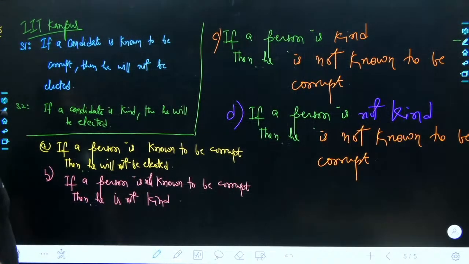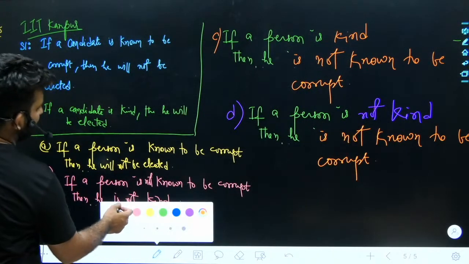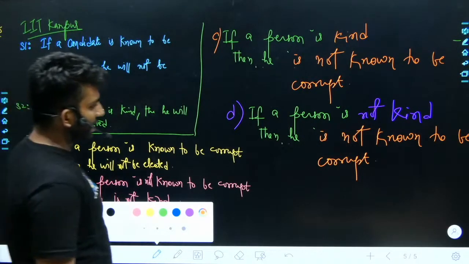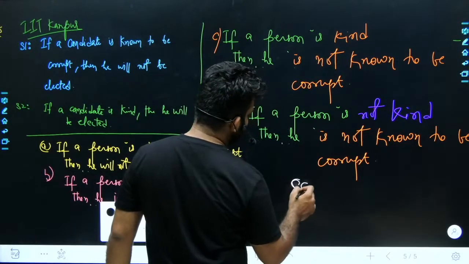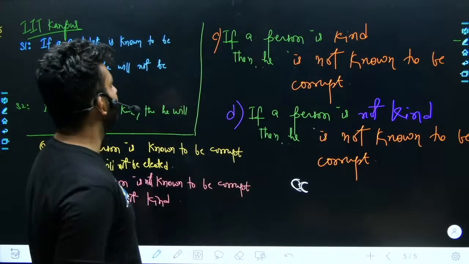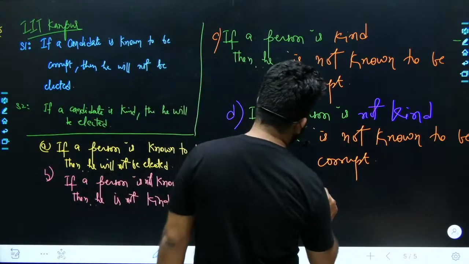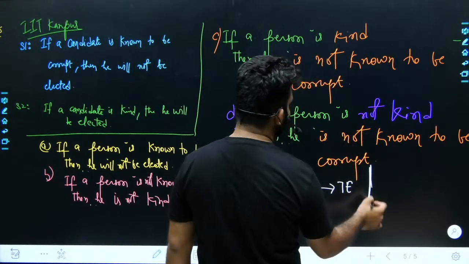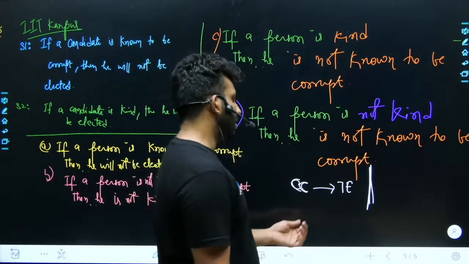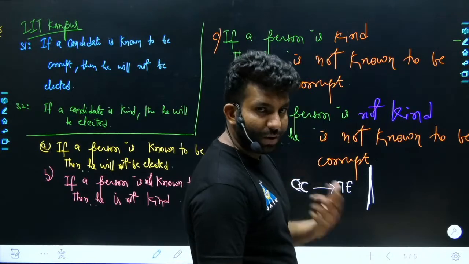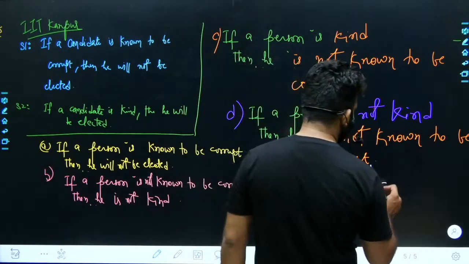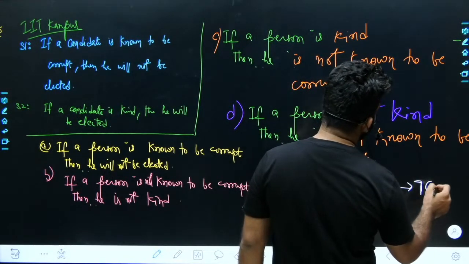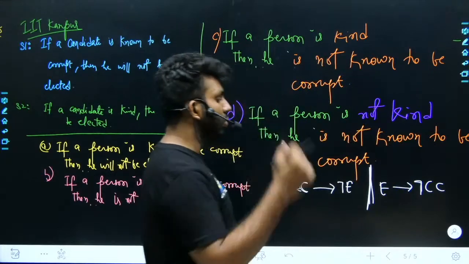Let me write this in a simple way. If a candidate is known to be corrupt, CC, then it implies he will not be elected. I will also write its contrapositive, because it may be used somewhere: the contrapositive of an implication is equivalent. If someone is elected, then that candidate is not known to be corrupt.